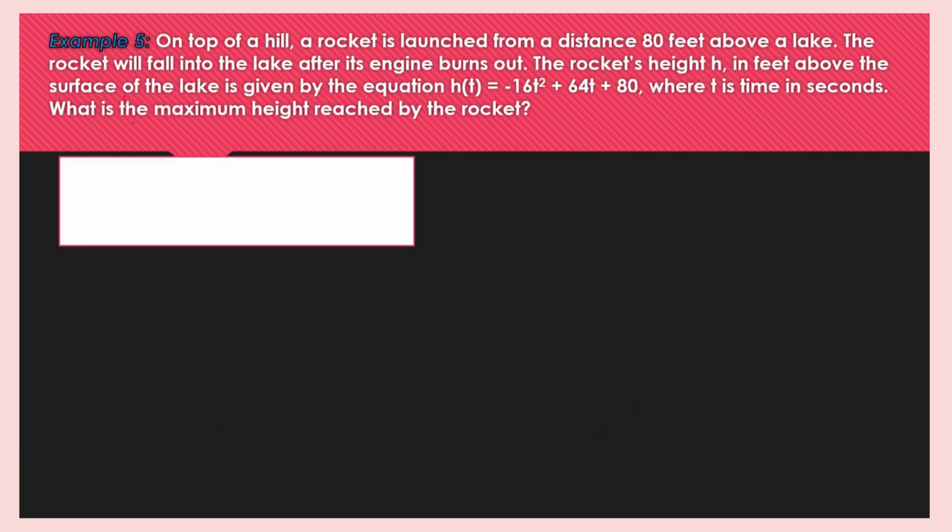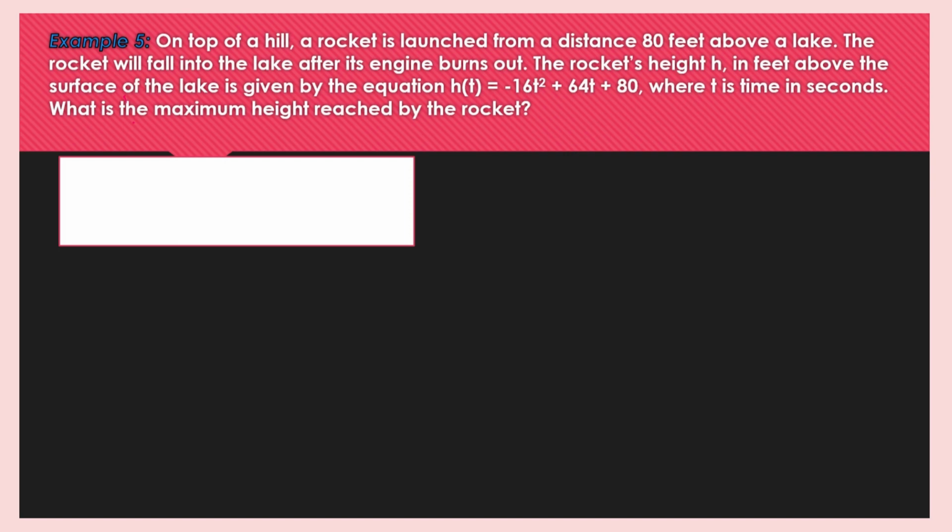Example 5. On top of a hill, a rocket is launched from a distance of 80 feet above a lake. The rocket will fall into the lake after its engine burns out. The rocket's height h in feet above the surface of the lake is given by the equation h of t is equal to negative 16t squared plus 64t plus 80, where t is the time in seconds. What is the maximum height reached by the rocket?